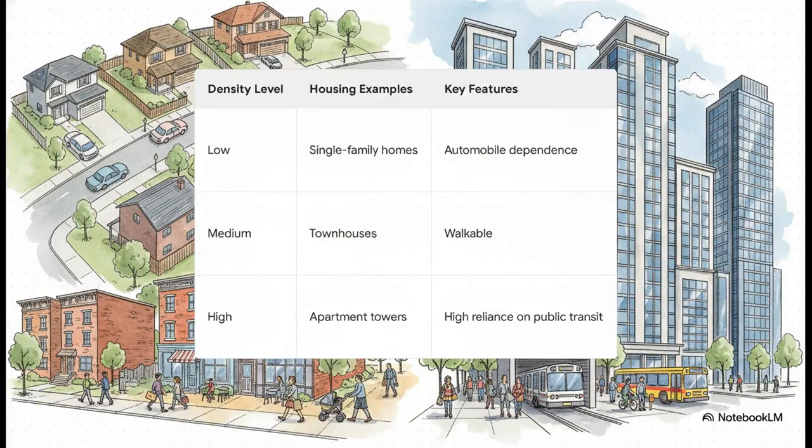Now, what's really fascinating is how zoning creates these totally distinct patterns of living. Low-density zones, they give us the classic suburbs with single-family homes, but they pretty much require everyone to own a car.